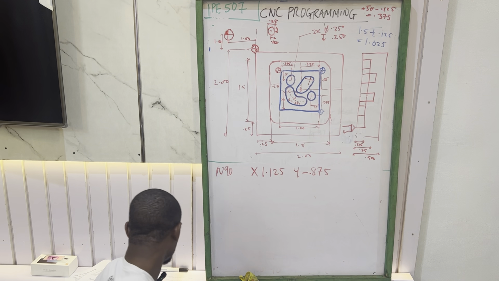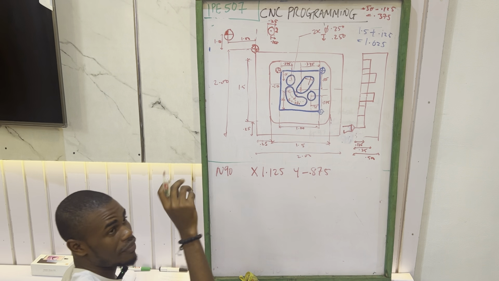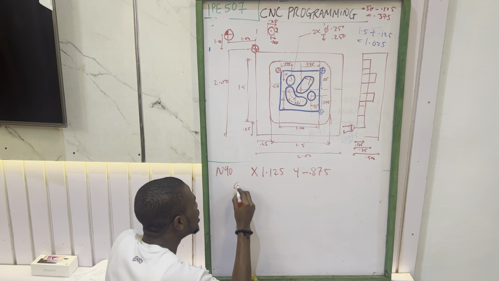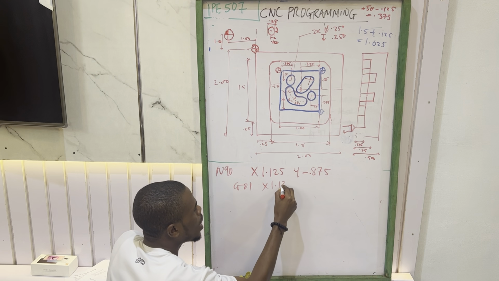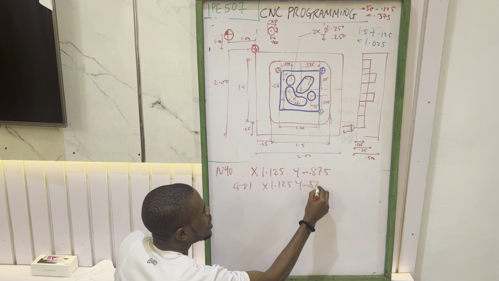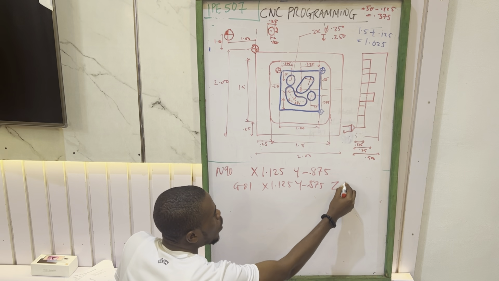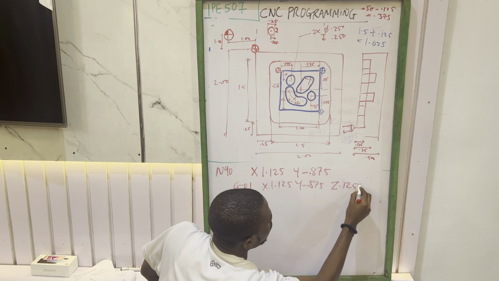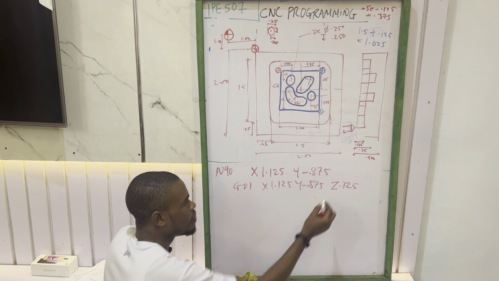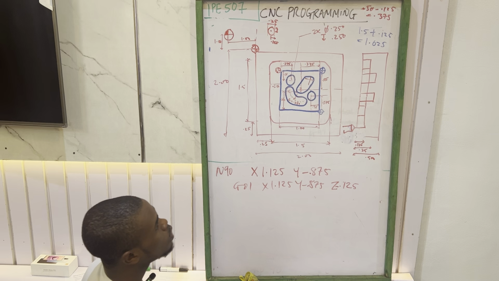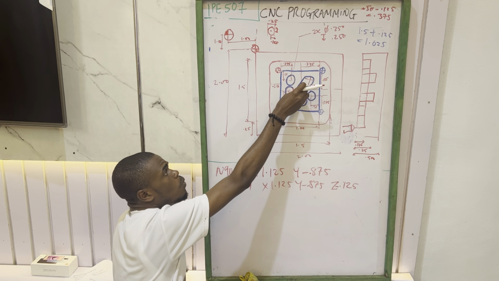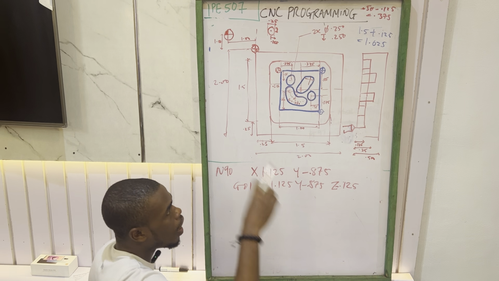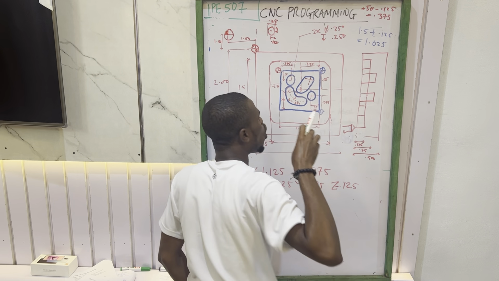So the next thing for us to do, after we have located that point, is to drill, perform the operation. That will be our G01. So repeat that same point, X 1.125, Y 0.875, then the depth of the hole, which is 0.125. That's the depth of your negative 0.125. So you have successfully drilled. You now want to move from this point to this point without taking it out. You want to move inside the workpiece without taking your cutting tool out.